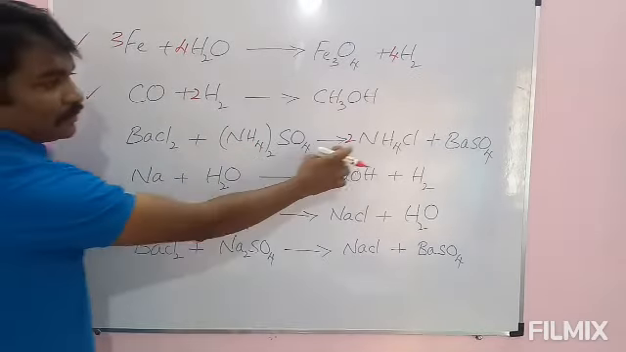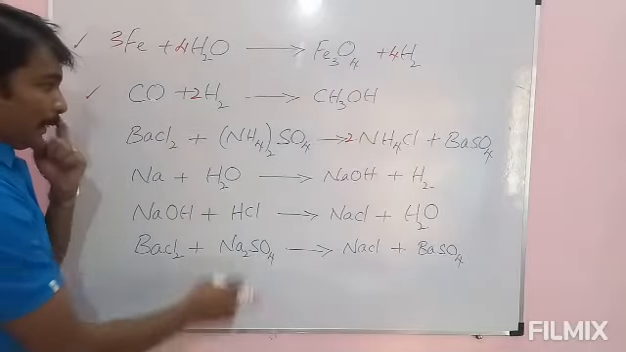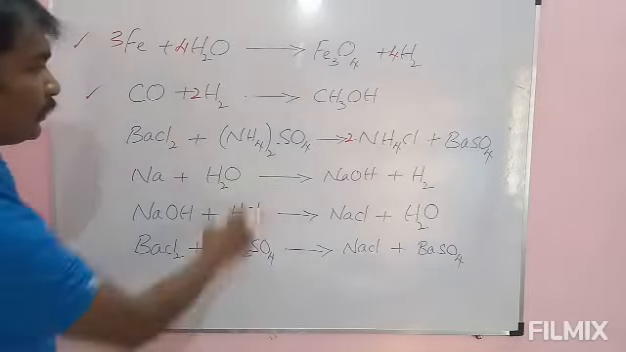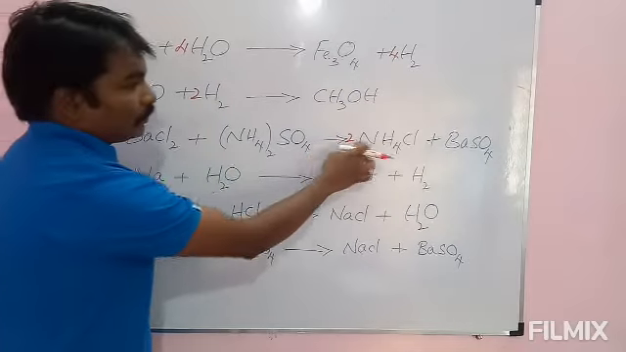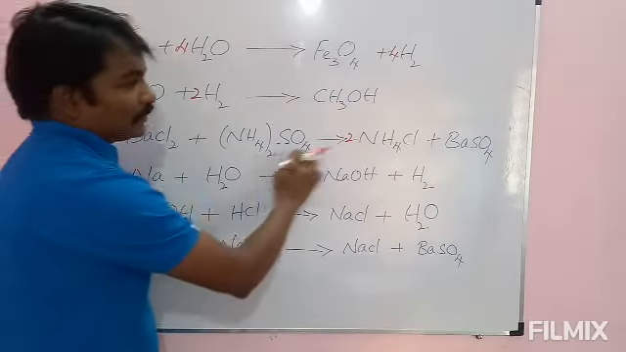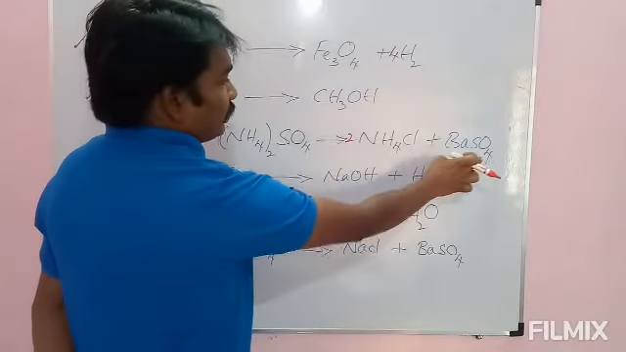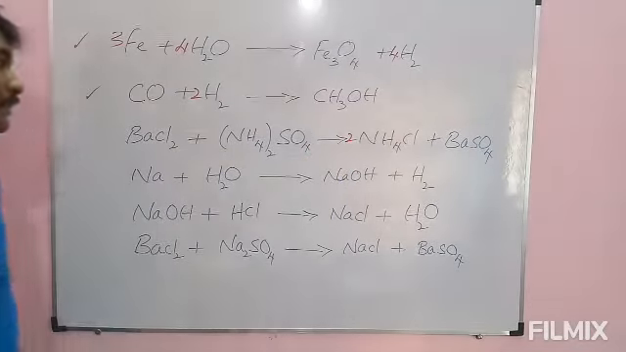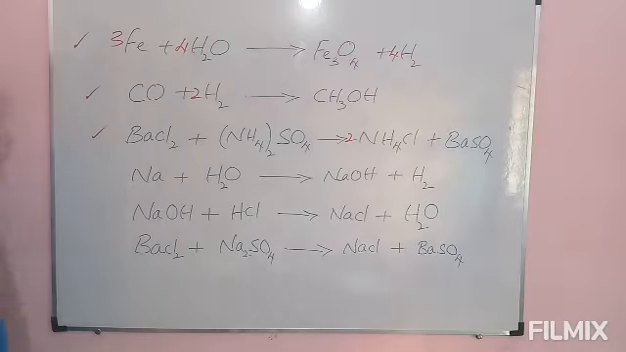2 nitrogens balanced. Let us check hydrogens. 4 2s are 8 are there, 2 4s are 8. Hydrogens balanced. Sulfur 1, oxygen 4, and it is also balanced.